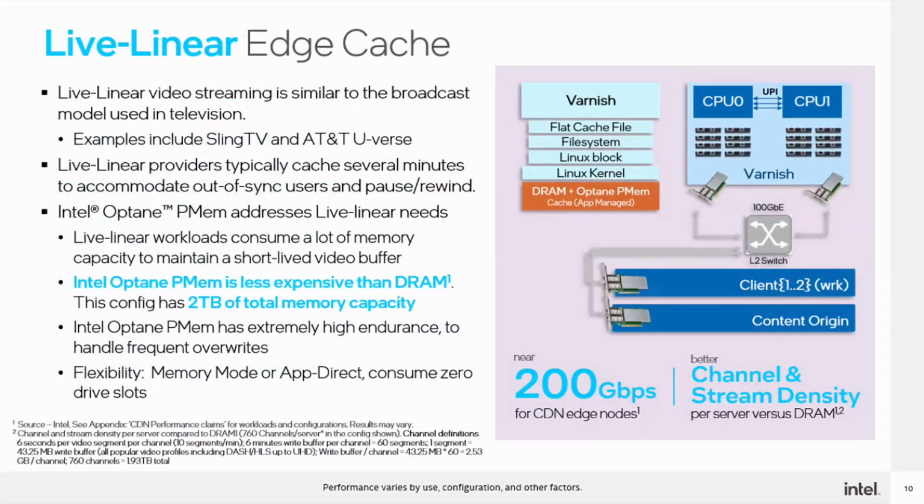So if we talk about live linear specifically, live linear video streaming is most similar to the traditional television model. The content is not necessarily determined at will by the viewer, but is instead broadcast out over internet protocol to the end users. So some examples of this type of use case would be Sling TV or AT&T's Uverse. Live linear providers typically cache a few minutes of content for every channel and resolution to allow for users to be slightly out of sync with one another and to enable pause or rewind features.